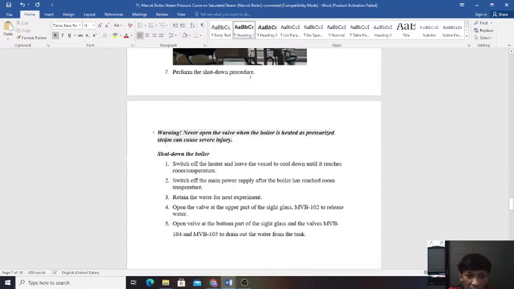For the shutdown of the boiler, first switch off the heater and leave the vessel to cool down until it reaches room temperature. Second, switch off the main power supply after the boiler has reached room temperature. Third, retain the water for the next experiment. Number 4, open the valve at the upper part of the side glass, MVB 102, to release water. And finally, open the valve at the bottom part of the side glass and the valves MVB 104 and MVB 105 to drain out the water from the tank.